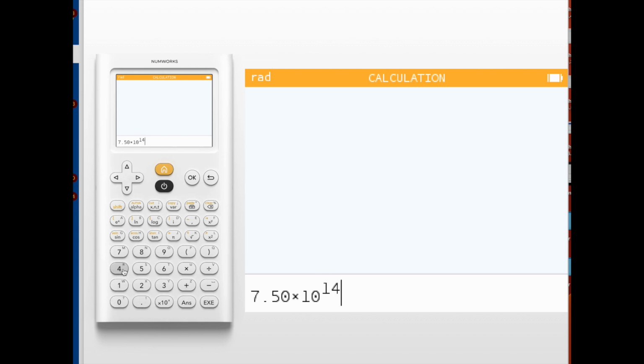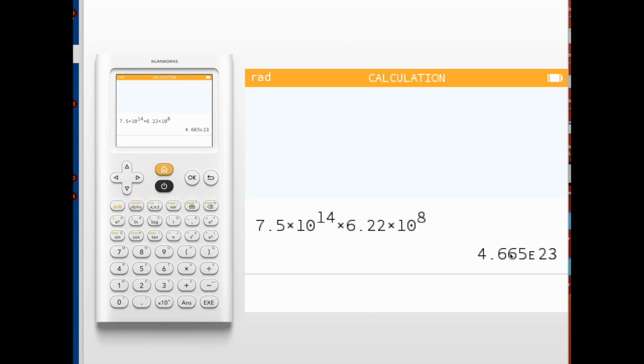14. And then just make sure that this goes to then multiply, and the multiply is for the entire number, not just the power. Sometimes people make a mistake and they do multiply right here at the top. That would be wrong. You should multiply here at the bottom, which just means that it's multiplying that entire number. And then the other number is 6.22 times 10 to the 8. Okay, execute and you'll get your answer. So you can see the answer here is given in E. That's 4.665 E to the 23rd. It just means 4.665 times 10 to the power 23.